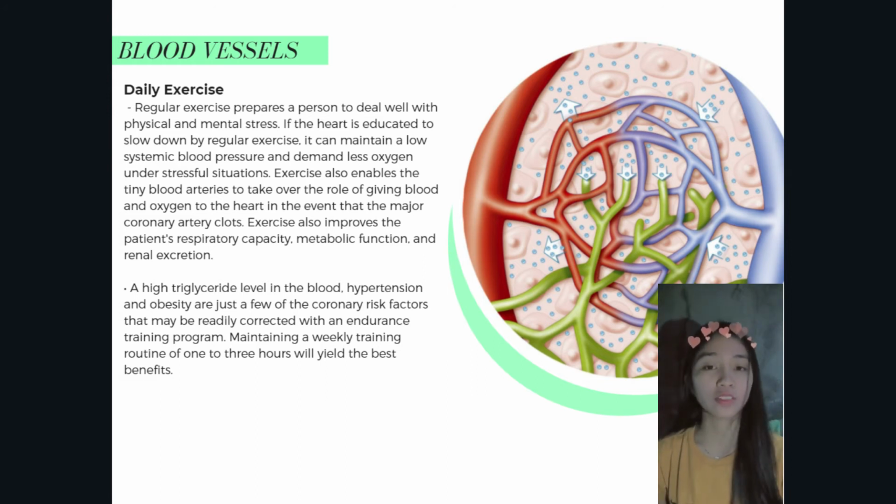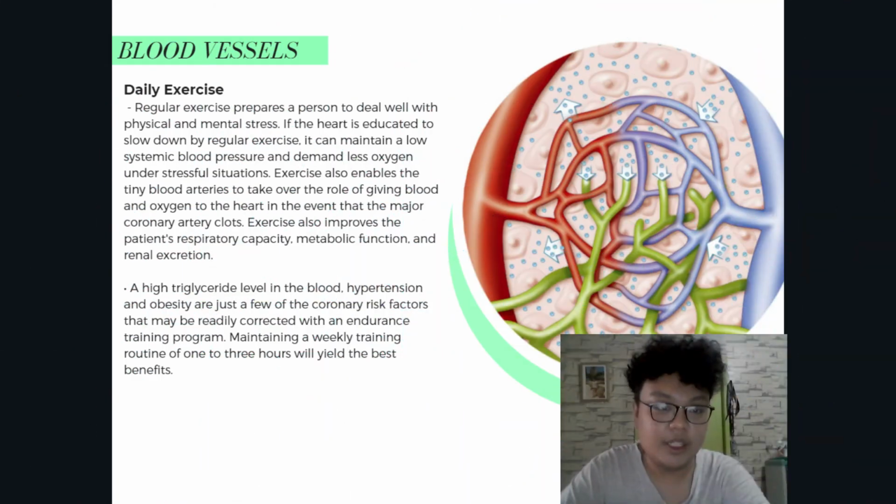Exercise also allows the small blood vessels to take over the function of supplying blood and oxygen to the heart should the main coronary artery develop a clot. Moreover, exercise increases the patient's breathing capacity, enhances metabolic function, and improves kidney excretion. Best results are obtained through maintaining a regular workout 1 to 3 hours a week.